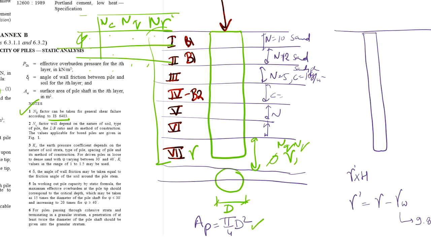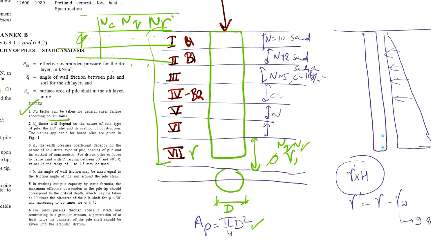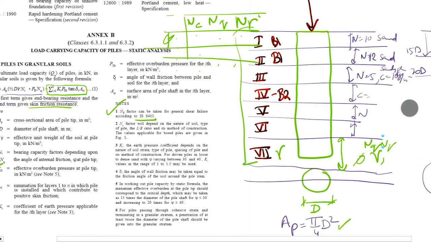Now we must understand that gamma H will increase as H is increasing. So ideally our gamma H should increase linearly from top to bottom, right? This is our gamma H, and this value is gamma dash H. This should increase as your depth is increasing. But for the pile case, this gamma dash H does not increase linearly from top to bottom. You will have to take it only up to 15 times D or 20 times D, where D is the diameter. So 15 times diameter depth or 20 times diameter depth is allowed as per the IS code. This is 15D and this is 20D.